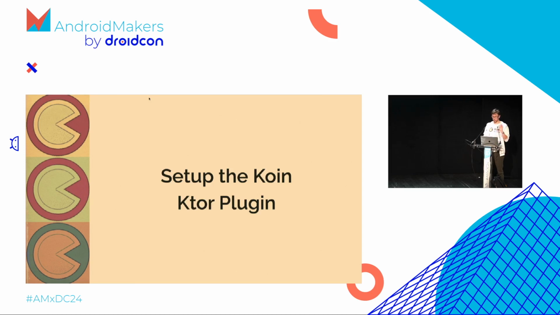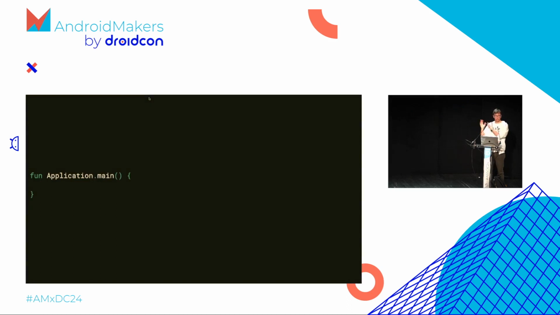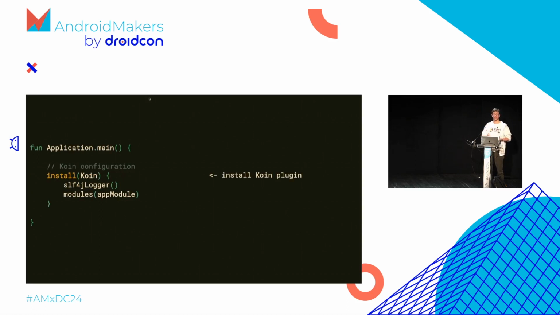What you just need to do is set up the Koin plugin inside your Ktor application and then inject in the web route that you want to have. Let's see that together. This is how you begin to write a Ktor application. You need to extend application and write your main point or your module. And then just use install Koin and install your Koin configuration.